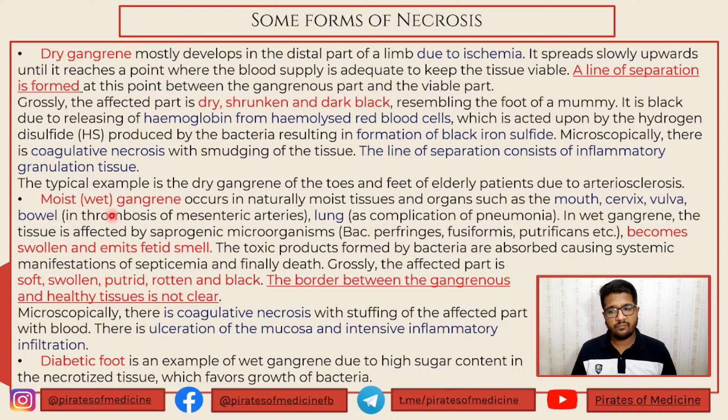Then we have the moist or wet gangrene. Wet gangrene mostly occurs in tissues like the mouth, cervix, vulva, bowel, the lung. And in wet gangrene, the tissue is affected by saprogenic microorganisms like Bacillus perfringens, fusiformis, putrificans, and it becomes swollen and emits a fetid smell. So there is edema of the gangrenous tissue, which is characteristic of wet gangrene. Another important thing to know is that unlike dry gangrene, moist or wet gangrene does not have a clear border between the gangrenous and healthy tissues.